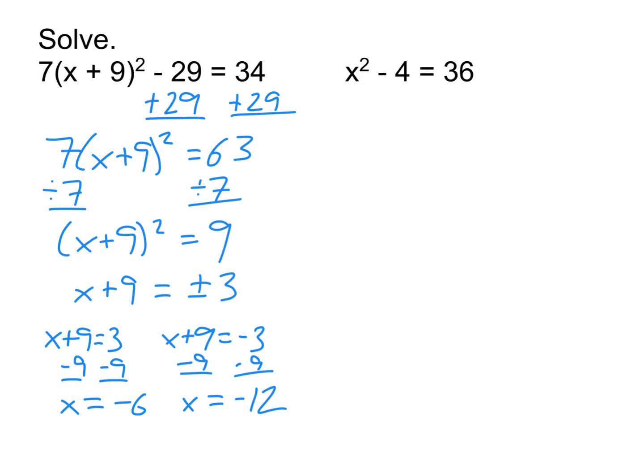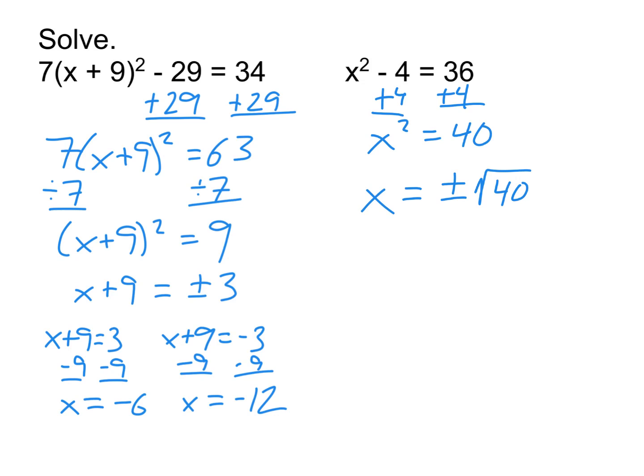So in the first one, there's tons of steps, but it works out to be a nice, pretty number. In the second one, there's not a lot of steps. We add 4, we add 4. We get x squared equals 40, but when we take the square root of both sides at this point, we get x equals plus or minus root 40. Yes, we still have to have the plus or minus there. This one's not such a pretty answer.